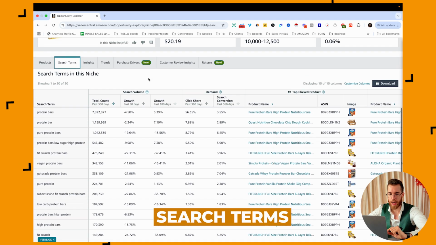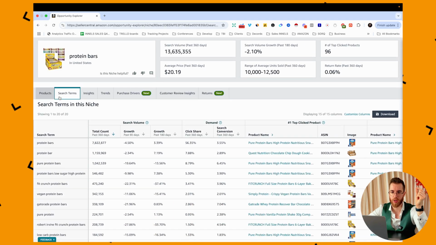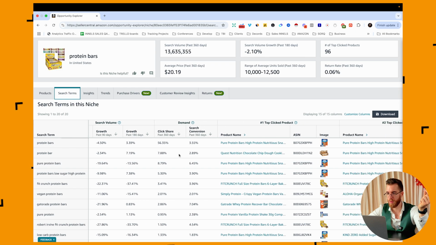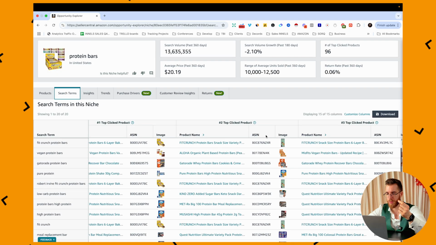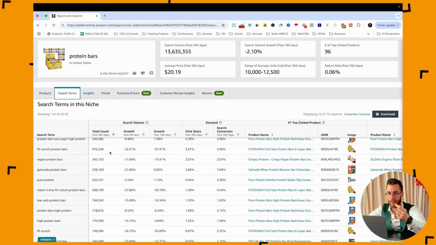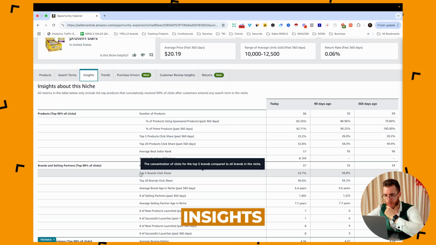So here we can actually see which are the most searched terms for this generic niche of protein bars. Again, among all of the insights, we can see who the top clicked products are, number 1, number 2, number 3. That's all the information we can compare here. Again, this comes directly from Amazon, so we know that it's accurate data. Then when we go to insights, we can actually see a lot of interesting data here as well.